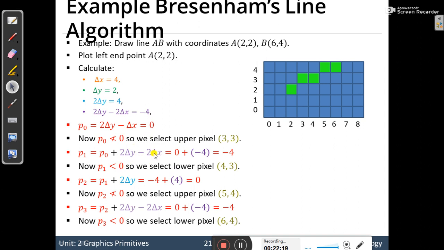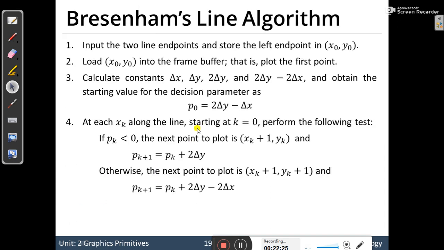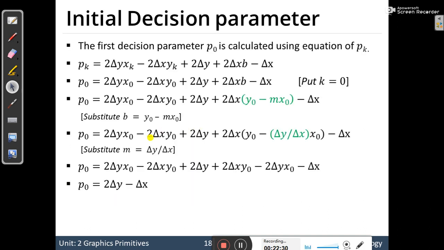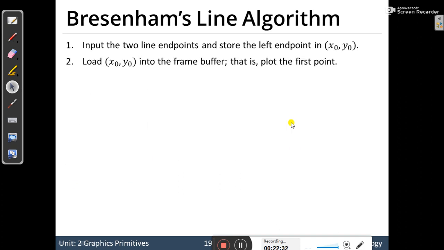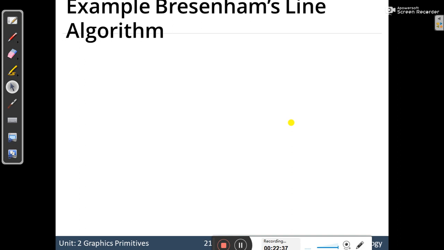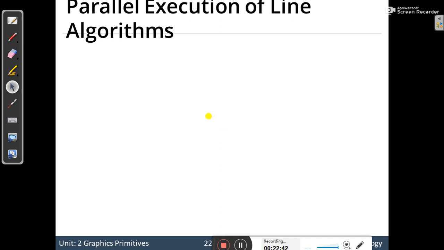To understand this, try to go through the previous slides on how we find p0 and p1, or pk and pk plus 1, and according to that follow the algorithm and try to understand its significance, because it is important. If you have any doubt, please ask me. In the next video or next class we will explore more and I'll give you more examples, and we will go through the circle drawing algorithm.